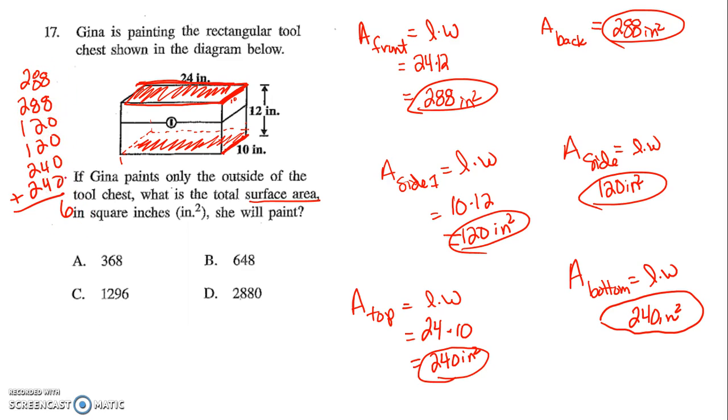8 and 8 is 16. Put down a 6, carry a 1. 8 and 8 is 16, and 1 more is 17. 18, 19, 20, 21, and 4 more is 25, and 4 more is 29. Put down a 9, carry a 2. 2 and 2 is 4, and 2 is 6, 7, 8, 9, 10, 11, 12. 1296! 1,296 square inches. I hope that helped.